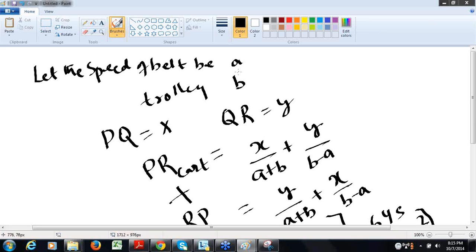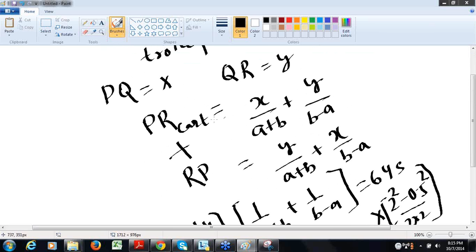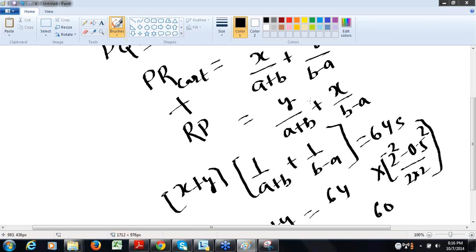Speed of belt is A, trolley is B. Distance PQ we have got is X and QR is Y. So going from P to R, the time will be X upon A plus B and Y upon B minus A. And similarly for RP, Y upon A plus B and X upon B minus A.